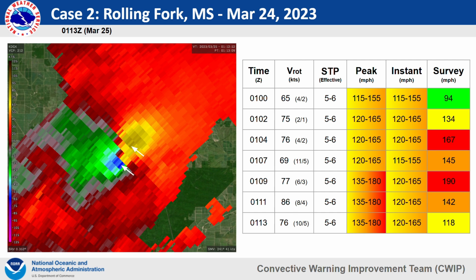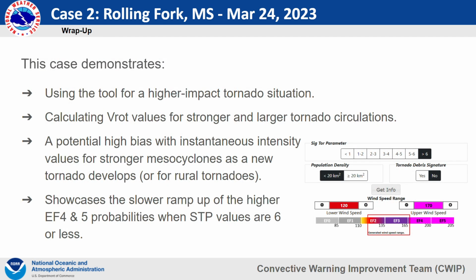Same at 113Z, VROT values in excess of 70 knots. We're at 10 minutes of those values, and we only have EF2 ratings at this point on the damage survey simply because we moved off from a lot of damage indicators back into a rural area. So this case demonstrates utilizing the tool for a higher impact tornado situation and calculating VROT values for stronger and larger tornado circulations. This highlighted that potential high bias you may see for stronger mesocyclones as a new tornado develops or for rural tornadoes.